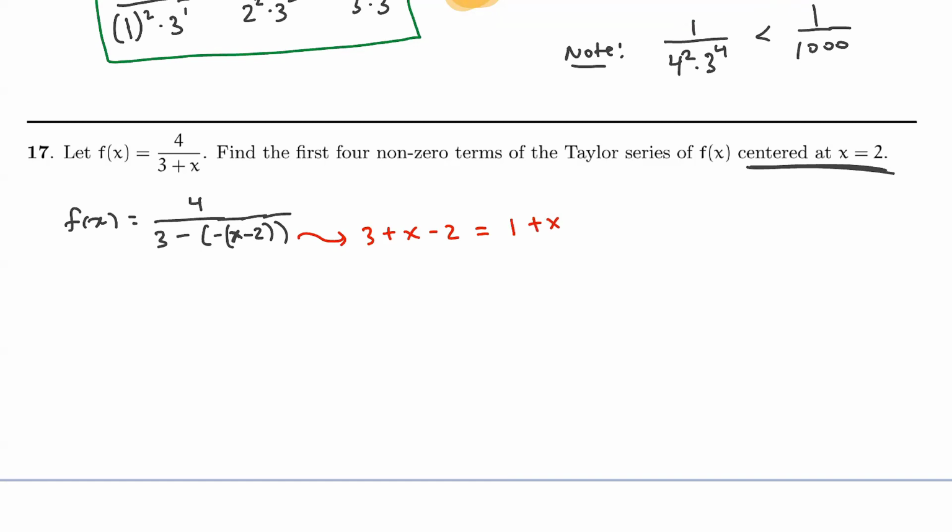So we add 2 to this. Hopefully that makes some sense why I do it. So we end up with f of x being written like this. We have 4 divided by 2 plus 3, which is 5, minus, in parentheses, negative, in parentheses, x minus 2. Like that. And why do we do that? So that the center for this is now at x equals 2. That's a really nice trick to be able to manipulate that.